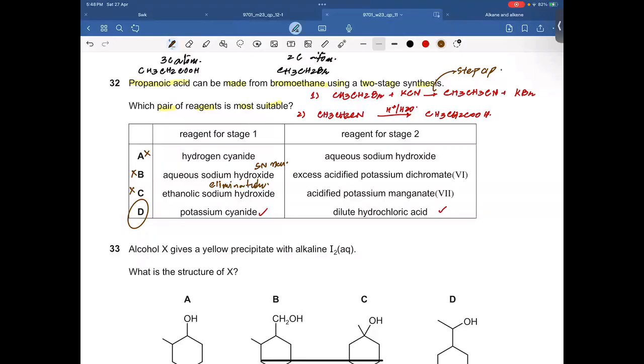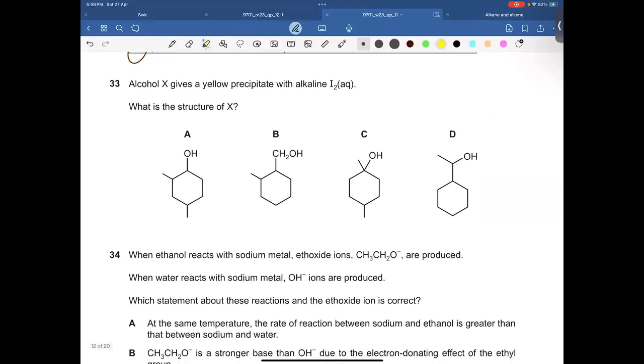Instead of propanoic acid, you will get ethene, which is not possible. Okay. Question number 33. Alcohol X gives a yellow precipitate with alkaline aqueous iodine. Whenever an alcohol gives a yellow precipitate, we have 2 types of alcohols, primary and secondary. In primary alcohol, only ethanol will give a positive test for iodoform. Since there is no such option given, we don't need to consider primary alcohol in this scenario.